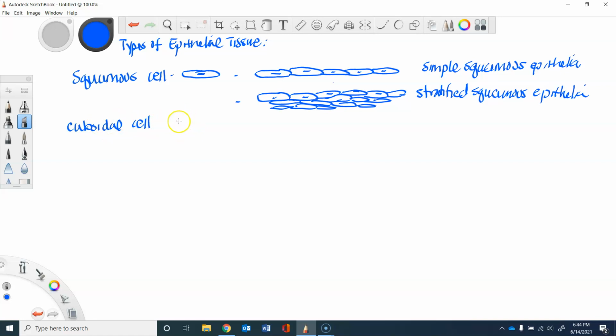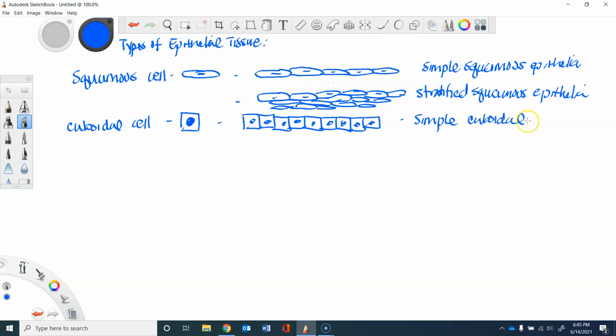Okay, the next type of cell is a cuboidal cell. So a cuboidal cell looks like a cube and has a nice round nucleus in it. It can also be arranged in a line just like that. Of course, that is a simple epithelia. It's just one layer, and that is called simple cuboidal epithelia.